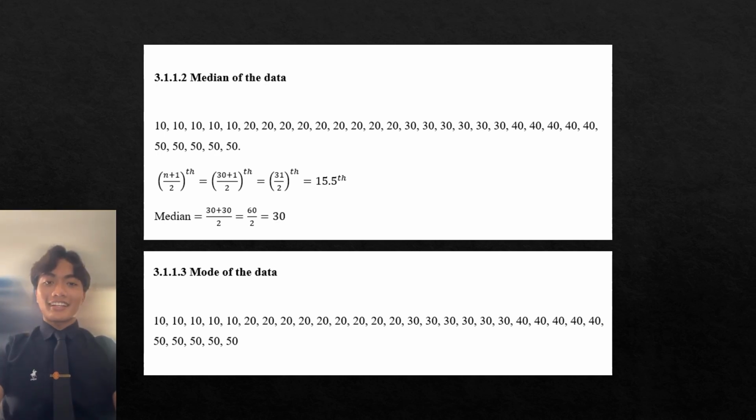Mode of the data. Mode of the data is the most frequently recorded data in the experiment. So in this experiment, the most frequently recorded data is 20 minutes, which occurs 9 times, and the mode of the data is 20 minutes.